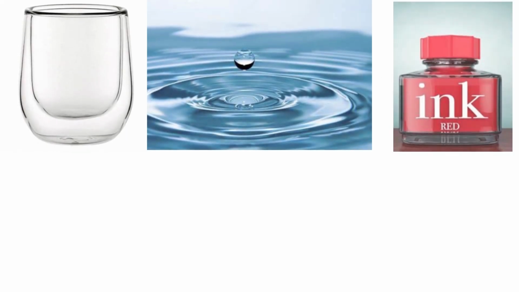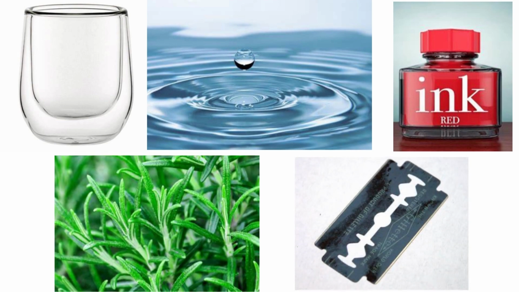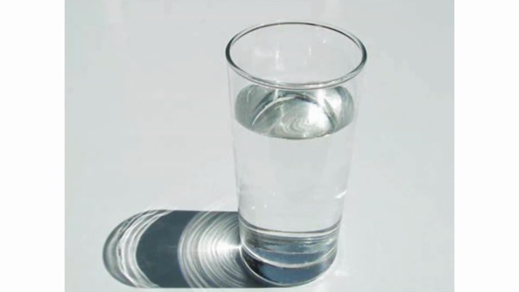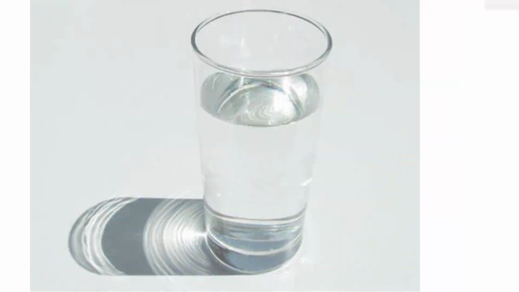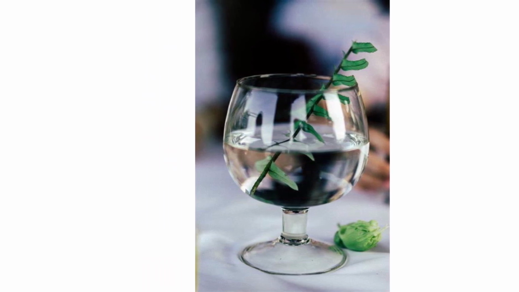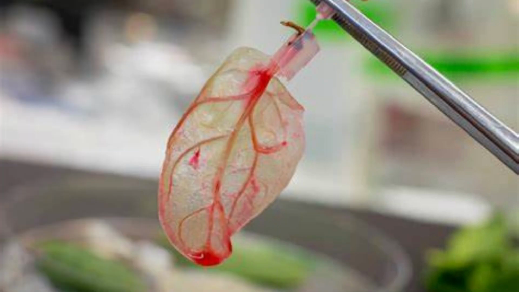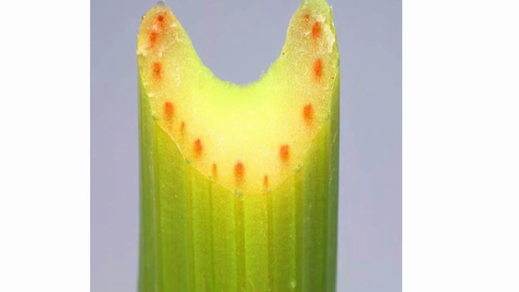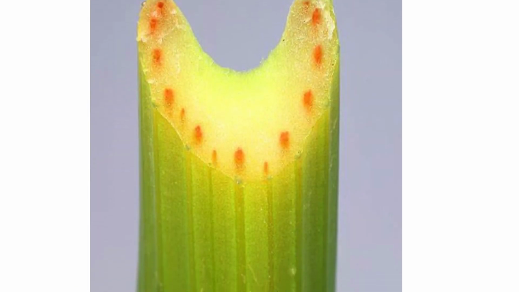Stem. We would require a glass, water, red ink, a herb and a blade for this activity. Pour water to fill 1/3 of the glass. Add a few drops of red ink to the water. Cut the base of the stem of the herb and put it in the glass as shown. Do any of the parts of the herb appear to have a red color? If yes, how do you think the color reached there? You can cut the stem across and look for red color inside the stem.